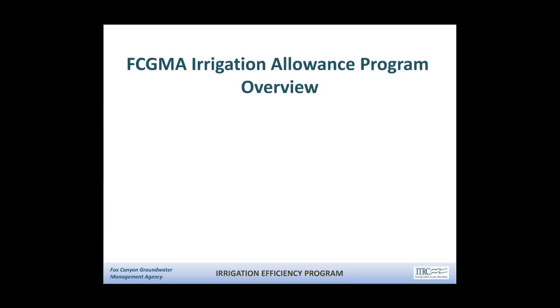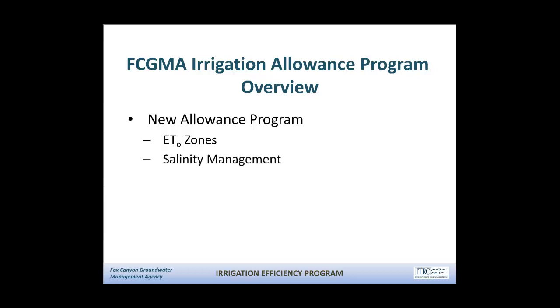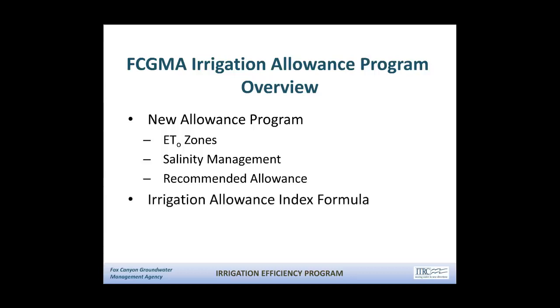This video contains a quick overview of the different components of the new Fox Canyon Groundwater Management Agency's Irrigation Allowance Program. The new program includes a revised approach to ETo zones in the GMA, which uses 3 zones rather than the 5 previously used. Salinity is now also accounted for in the calculations for the allowance. We will discuss the overall recommended allowance values and how the values were created with grower input. The new Irrigation Allowance Index Formula will replace the former Irrigation Efficiency calculation. This video will also mention recommendations for the weather stations in the GMA.